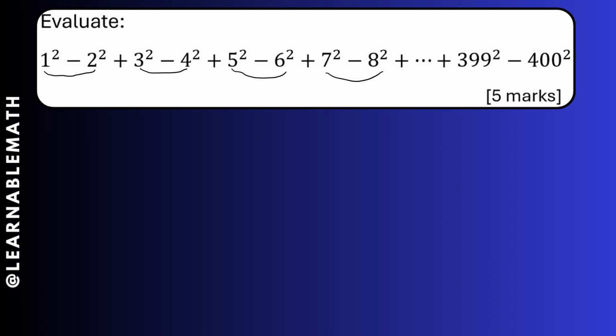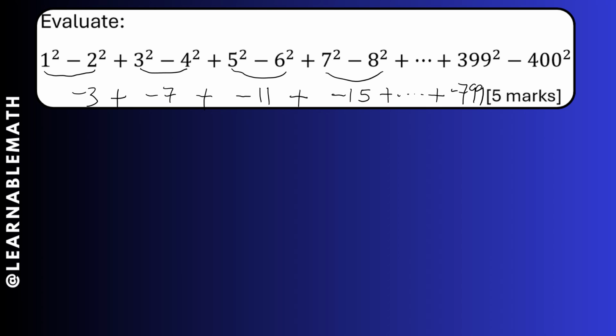So if I say 1 squared minus 2 squared, it's going to give me negative 3, plus 3 squared minus 4 squared, negative 7, plus 5 squared minus 6 squared, it's giving me negative 11, plus 7 squared minus 8 squared, which is giving me negative 15. Then plus, this is added up until the last term, which is 399 squared minus 400 squared, which is giving me negative 799.